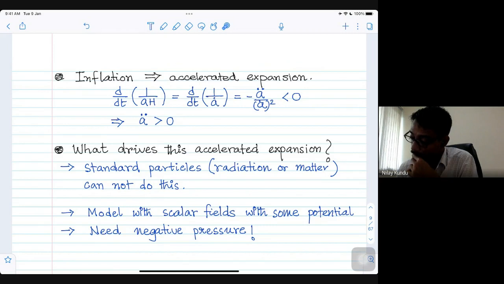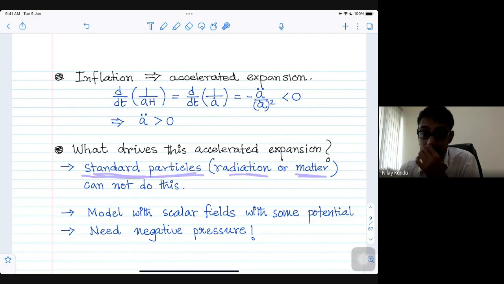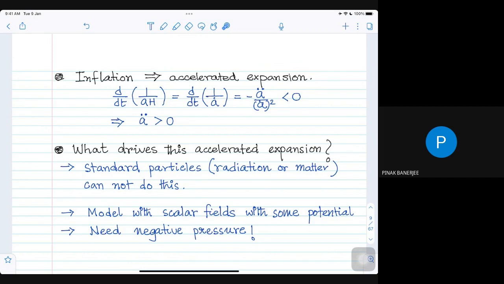Okay, and then we should ask whether standard particles like radiation or matter that we see in our particle physics can explain it. Sir, yes, please. Sir, can you just kindly go to the previous slide?